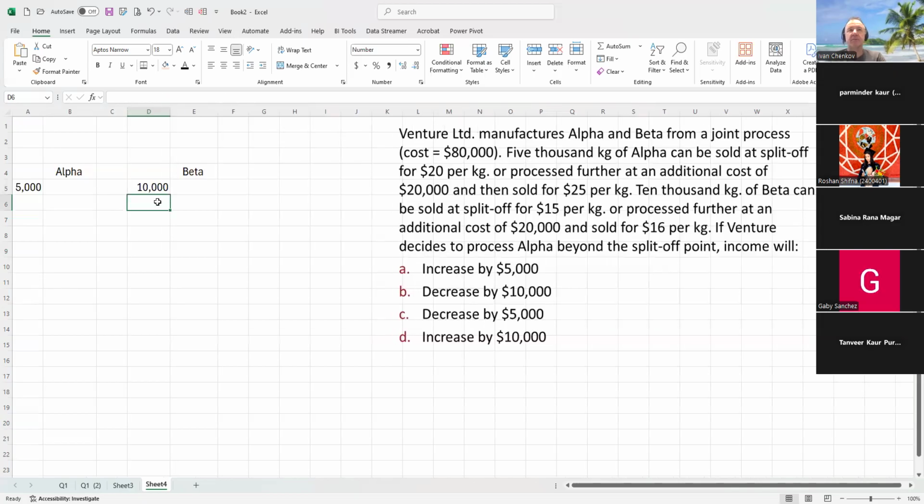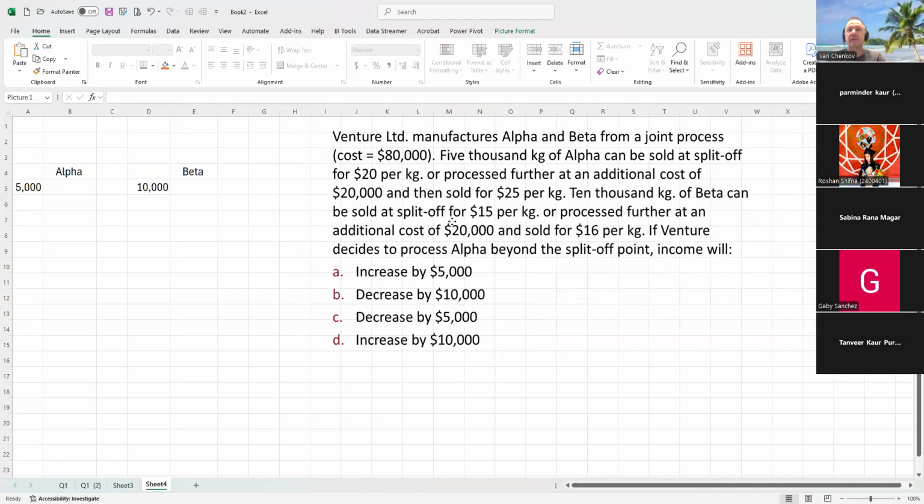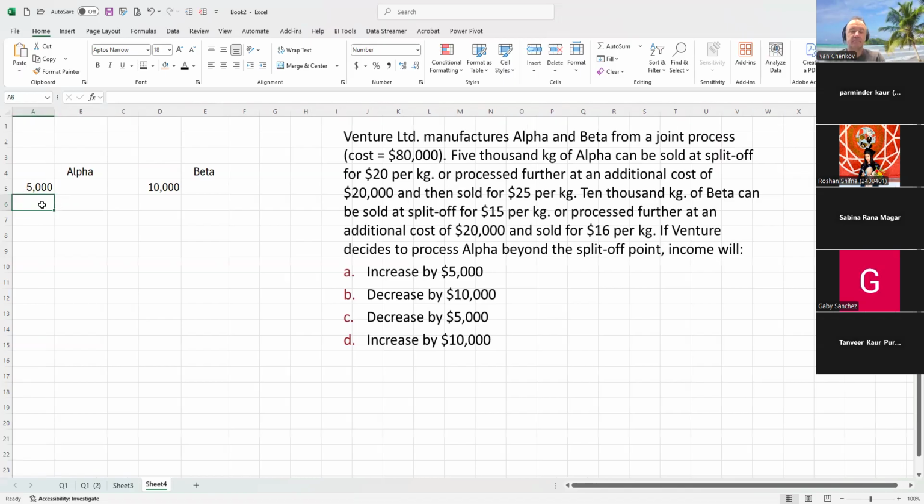It should be, right? So if I sell 5,000, it can be sold at the split-off point. For how much? $20 per kilogram, correct? Yes. I can sell it as it is, and I can sell it for $20.